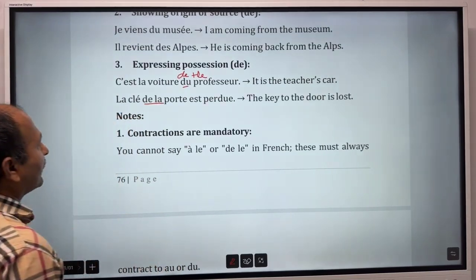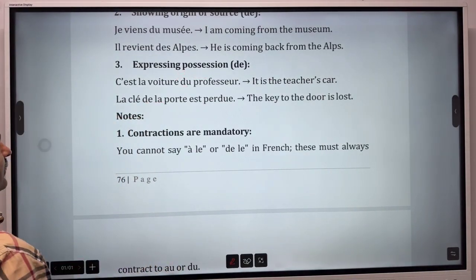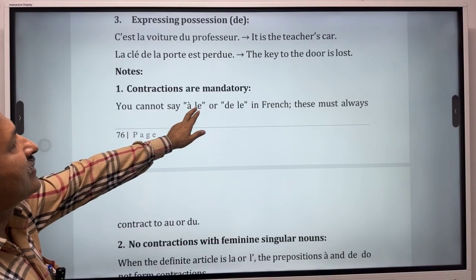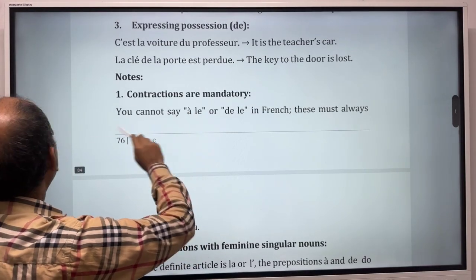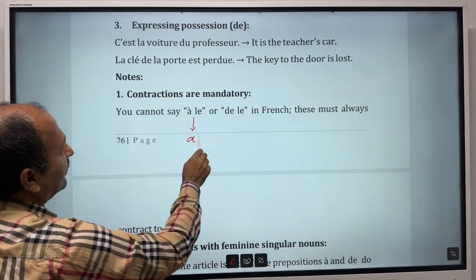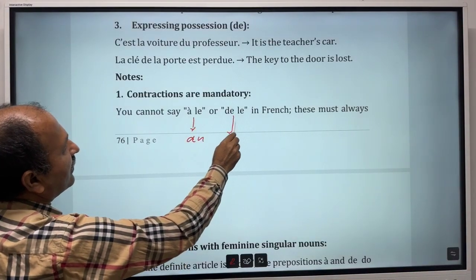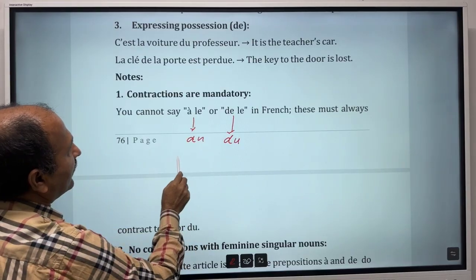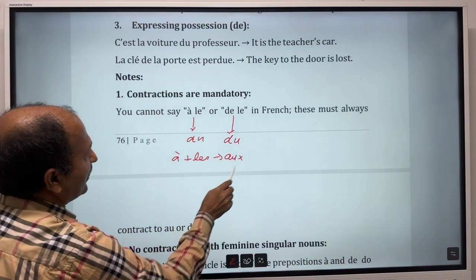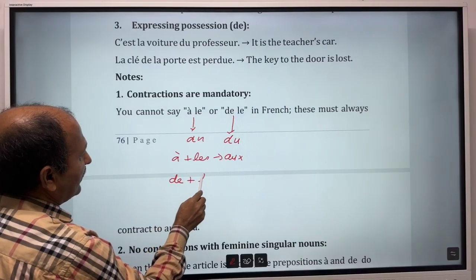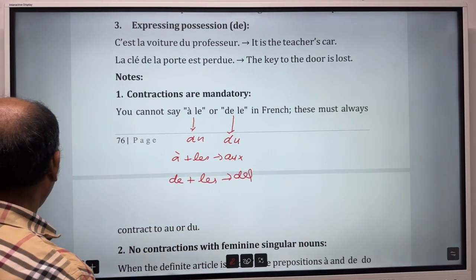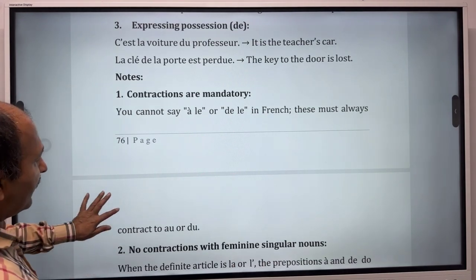Now, keep in mind that contractions, what you have seen: à plus le can't be written à le. It must be written as au, otherwise that will be a mistake. Similarly, de plus le must be written as du. À plus les must be written as aux. That is the compulsory part. De plus les must be written as des. Otherwise, that will be a spelling error.